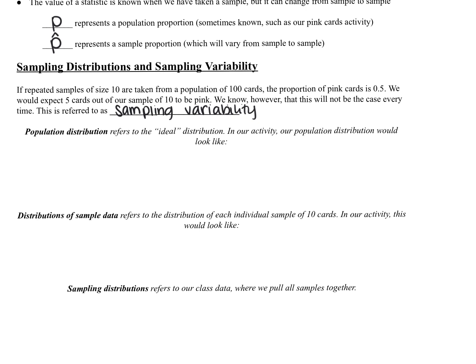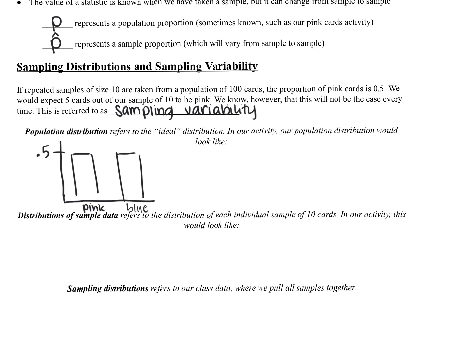So there's a couple different distributions we can think of in terms of sampling variability. The first one is our population distribution. It's our ideal distribution. So in the example with the pink cards, we know our proportion is 0.5. We know half of them are pink. And then the other half, I didn't specify a color. Let's say blue.